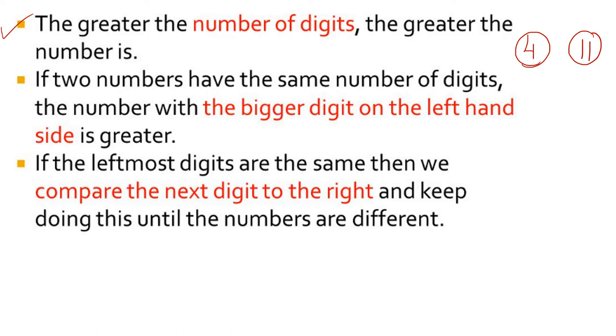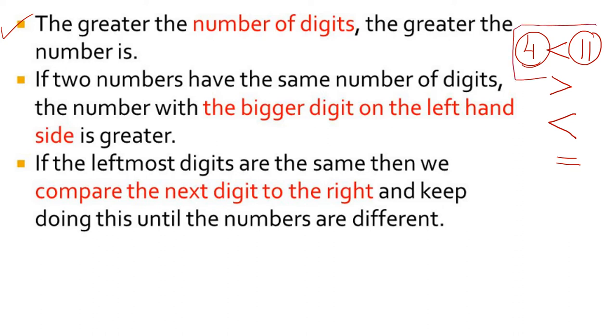At this point, we need to introduce to them the symbols that we use for greater than and less than. So, if 4 is greater, then the inverted V sign will open up towards 4. If 11 is greater, the V sign will open towards 11. If both the numbers are the same, we put two lines, one below the other, to show that they are equal. So, since 11 is greater, we will put a sign like this.